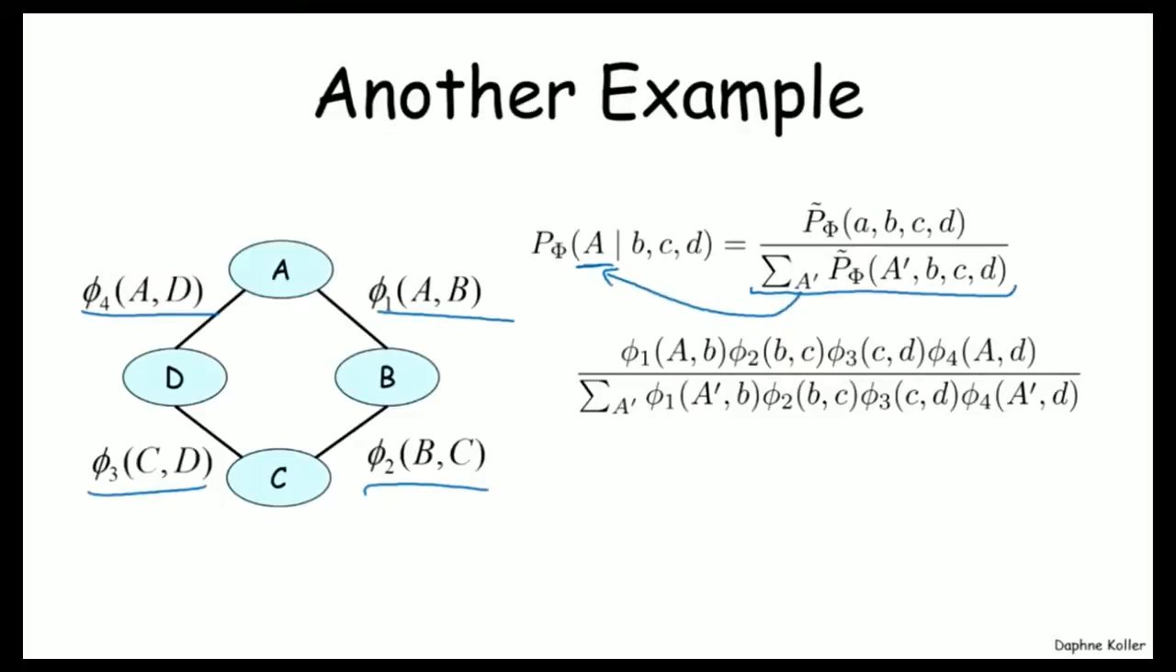And now, since each of these P tildes is a product of factors, I'm going to inject that product of factors into each of the numerator and denominator separately. And so over here I end up with phi1 of AB times phi2 BC, phi3 CD, phi4 AD. And similarly I end up with exactly the same form of expression in the denominator, except that I sum out over A prime.